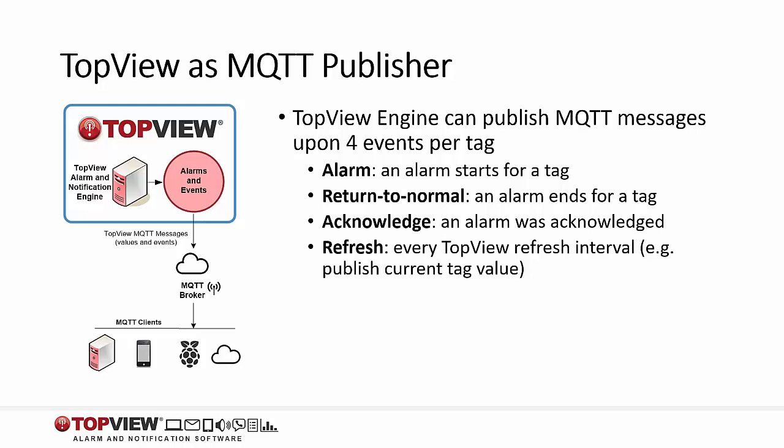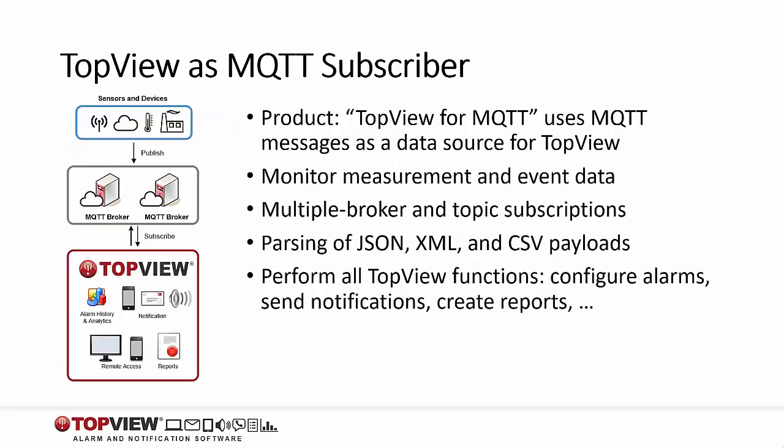The refresh event will trigger MQTT messages during each refresh interval of the TopView engine and can be used to publish TopView monitored values and statuses as these items change in TopView. When publishing MQTT messages from TopView, users have full control over the topics and message payload and can embed dynamic information into the topic or payload using any of TopView's extensive list of placeholders.